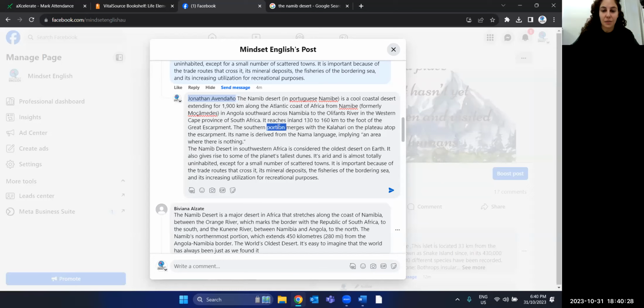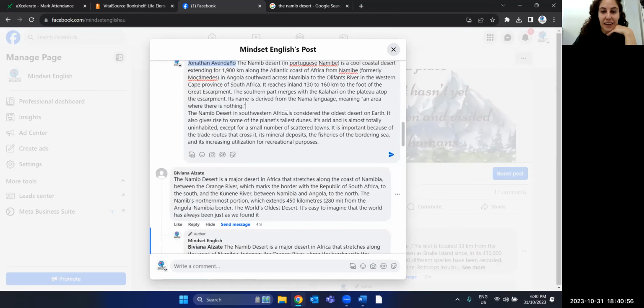The southern part merges, that means comes together, with the Kalahari. Its name is derived from the language, meaning, in easy language, an area where there is nothing. Beautiful. So that's what the name of the desert comes from, an area where there is nothing. The desert in southwestern Africa is considered, and to stop repeating the name of something, you can say this is considered the oldest desert on Earth.